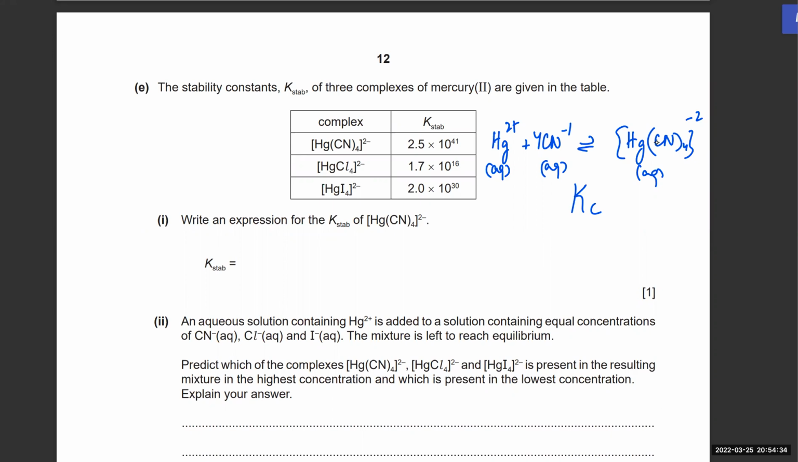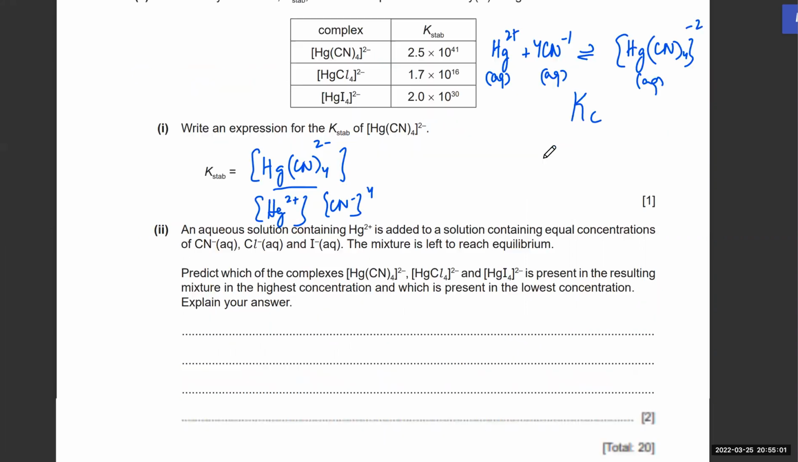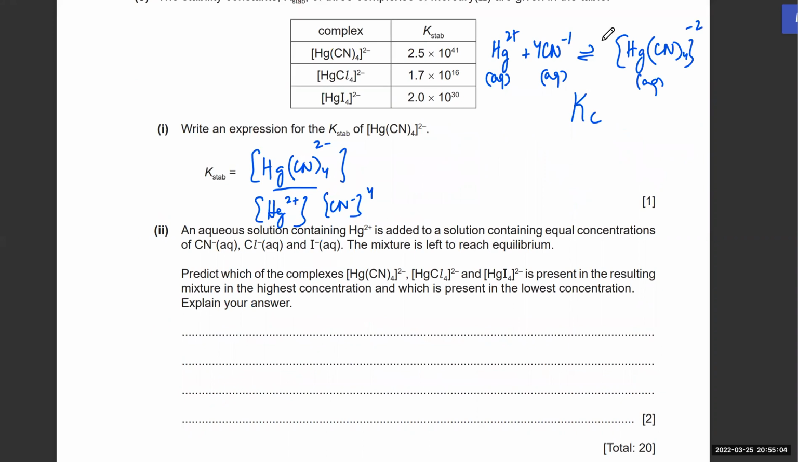It's the product concentration, which is the concentration of HgCN4 2-, divided by the reactants, which are Hg2+ and CN- concentration, to the power 4. So the stability constant is the Kc for the ligand exchange reaction, where you've got an ion and you're changing the ligands. If this has a higher value, that means there's going to be more products, so ligand exchange would happen and there's going to be more of this.